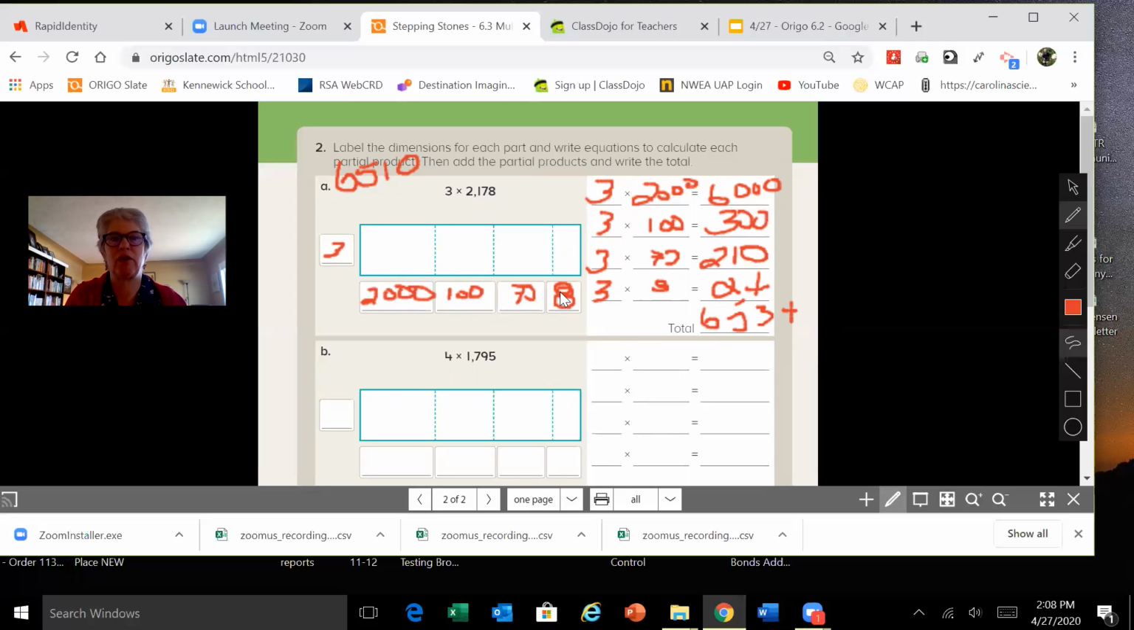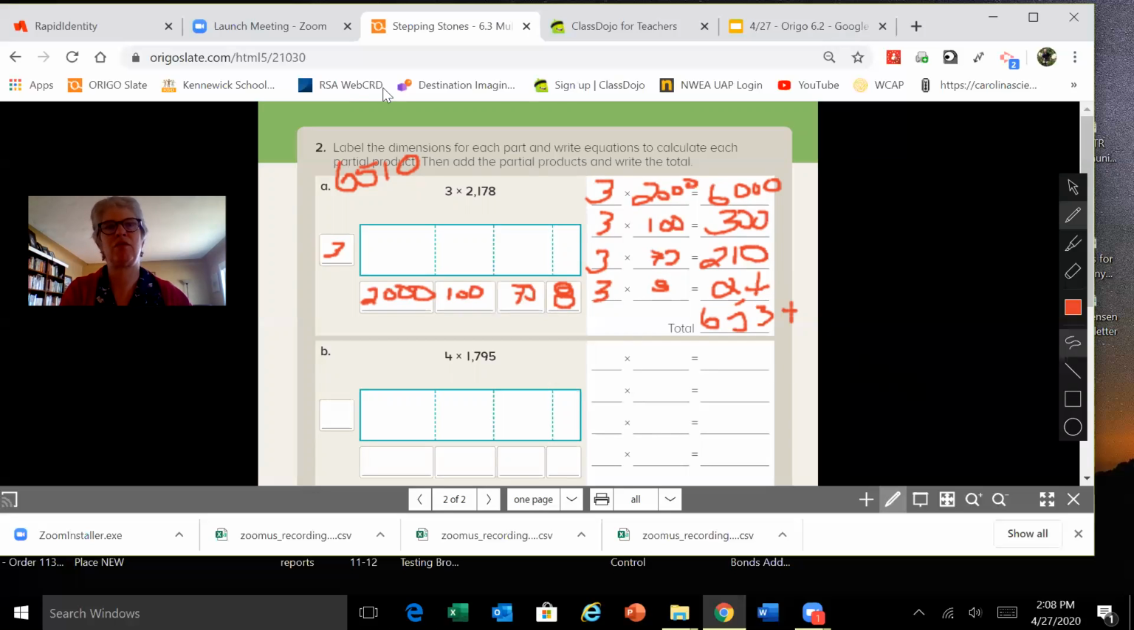So again, just to recap, what we did is I took the numbers and I split these numbers out by place value. I put one of the factors over on this side, and then I did my multiplication on this side. And then once I had all of my products, I then added them all up.